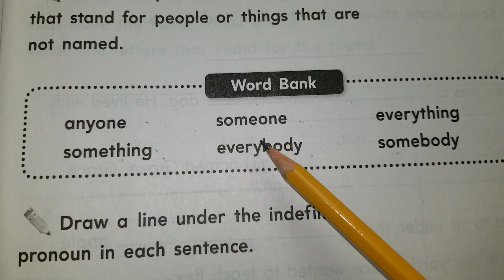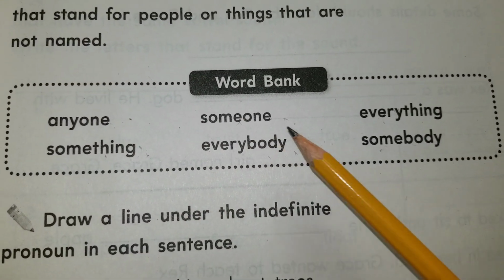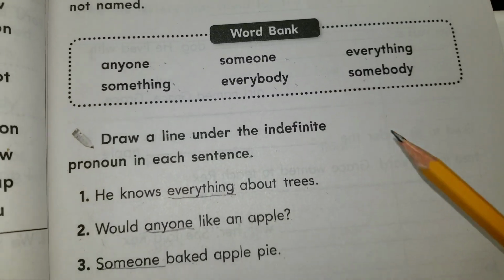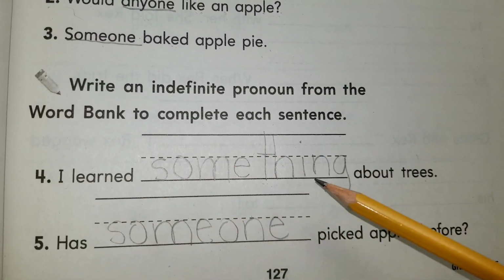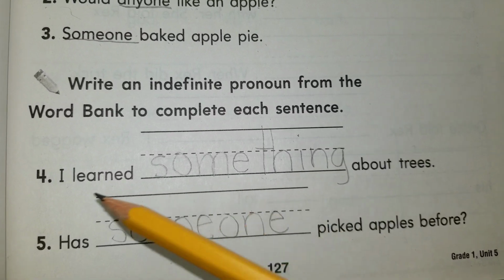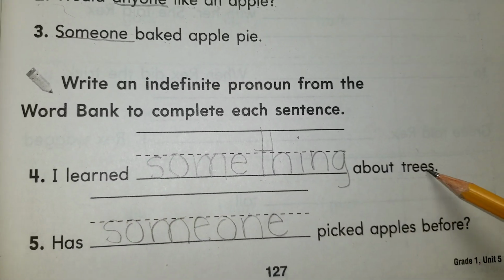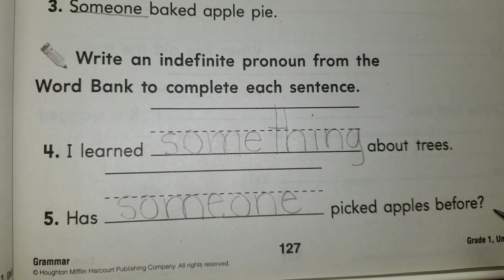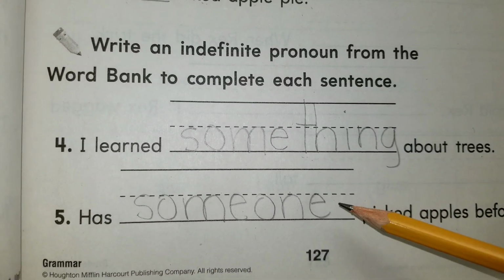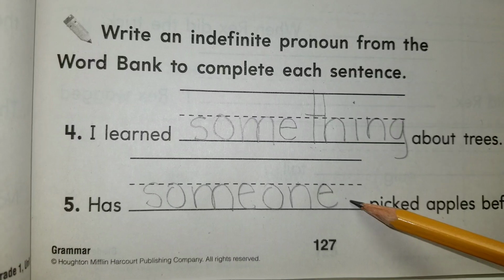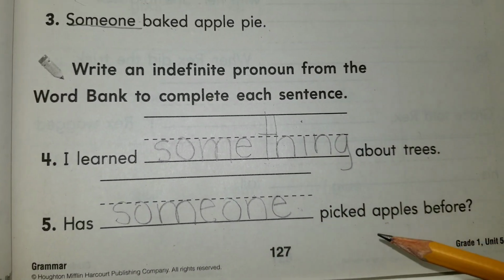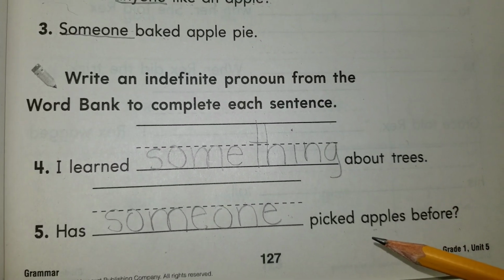These are the indefinite pronouns that tell something about a person. In this case, I chose to use something. I learned something about trees. Number five, has someone picked apples before? The indefinite pronoun that I chose to use was someone. Has someone picked apples before? That was the indefinite pronoun that I chose to use.